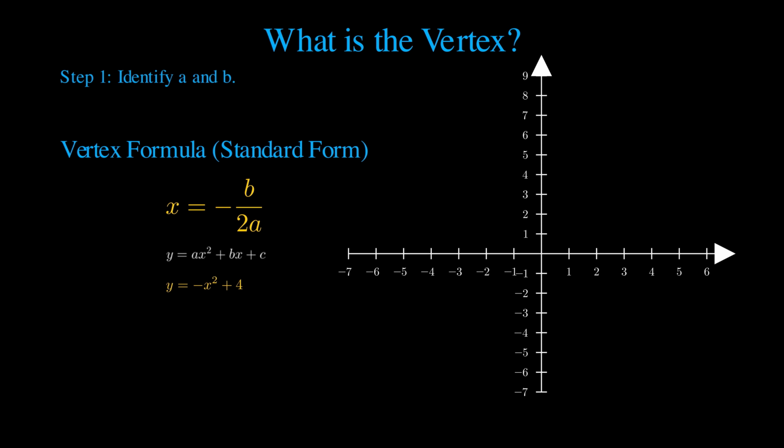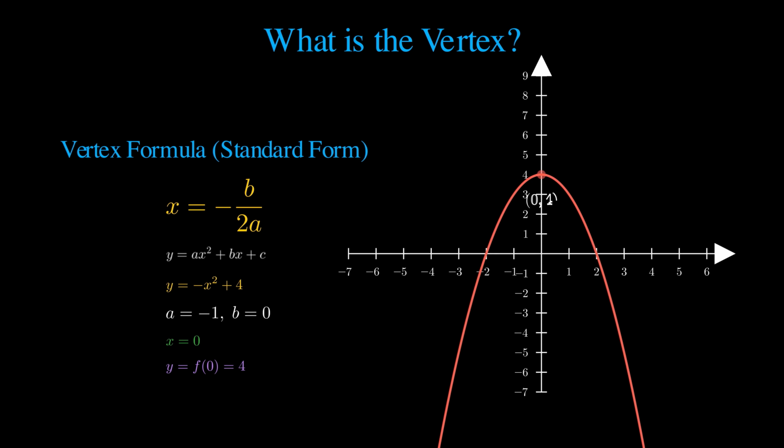The equation is y equals negative x squared plus 4. Here, a is negative 1. B is 0. Yes, 0 counts. 0 divided by negative 2 gives 0. So x equals 0. When x equals 0, y equals 4. So the vertex is at 0, 4. And because a is negative, this parabola opens down.